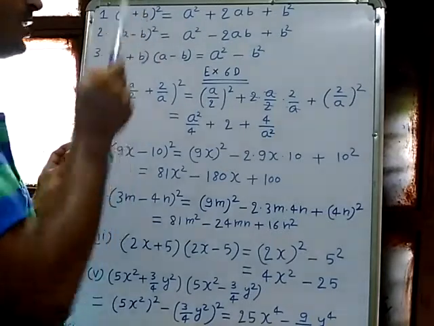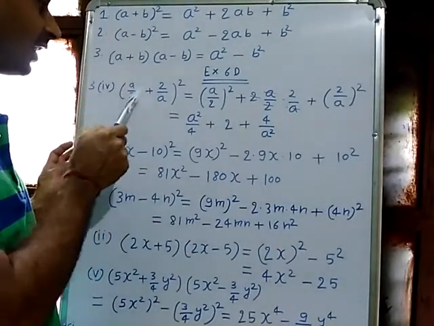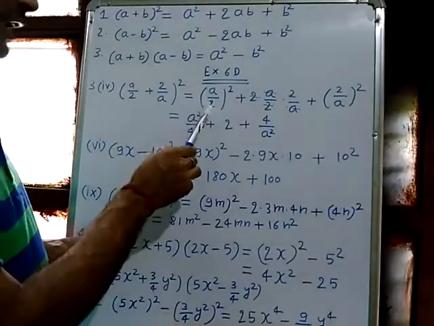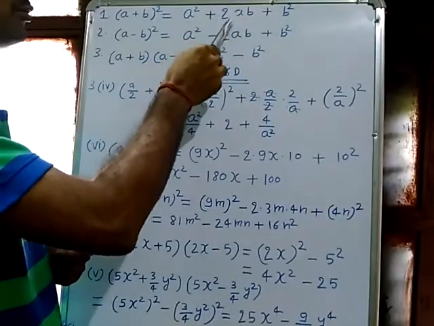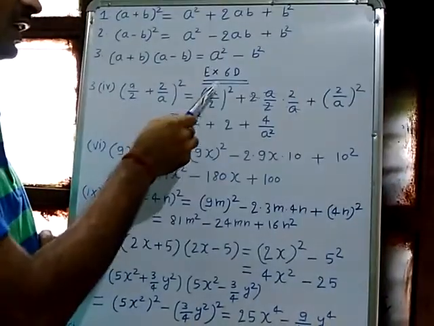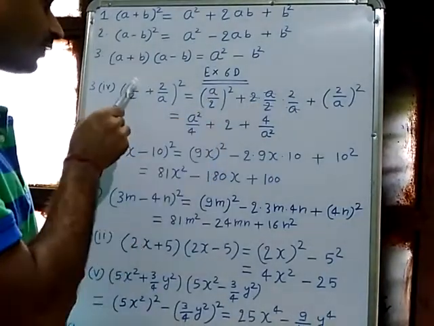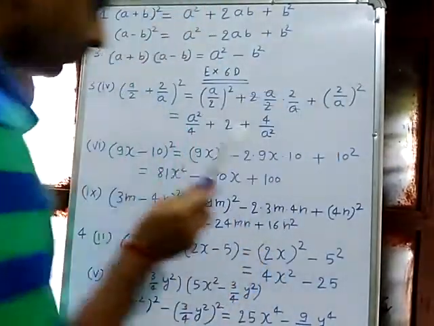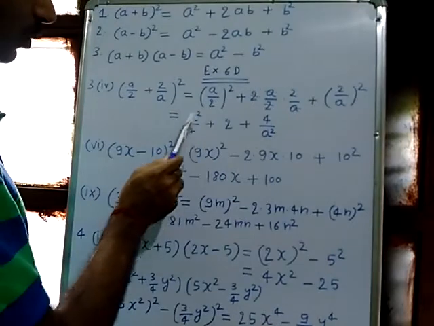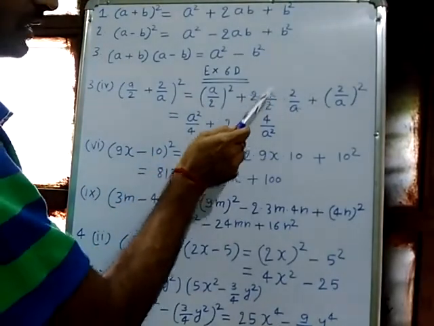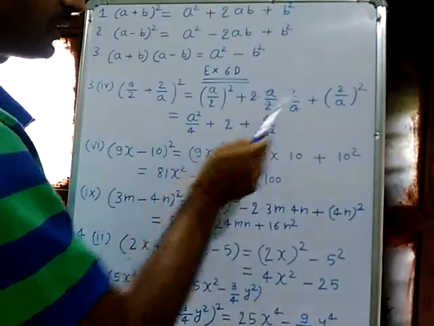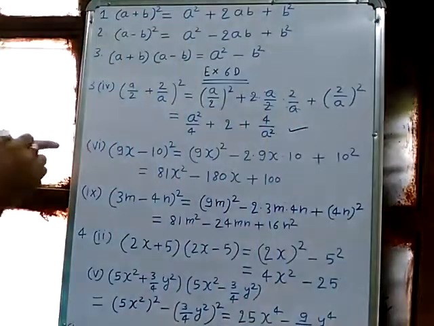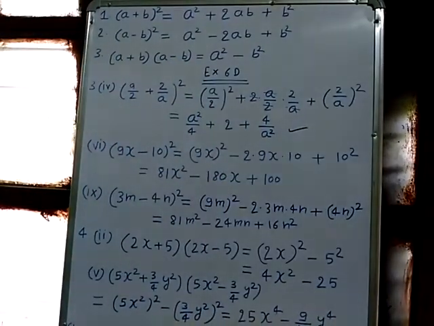First one, because a plus b the whole square. So in the place of a here is a by 2, and in the place of b there is 2 upon a. So a plus b the whole square is a square plus 2ab plus b square. So apply this identity. What is a? A upon 2 the whole square plus twice of a by 2 into 2 by a plus 2 upon a the whole square. Then simplify it. A square is a square, 2 square is 4, so a square by 4 plus, this 2 is cancelled, a is also cancelled, remaining only 2, plus 2 square 4 upon a square. So this is the answer of this first question, that means question number 3, fourth part.